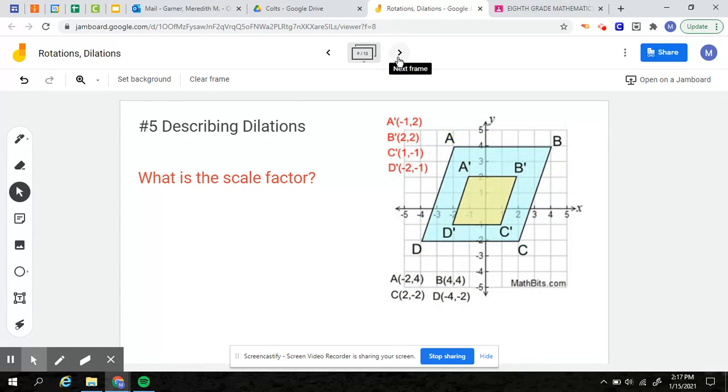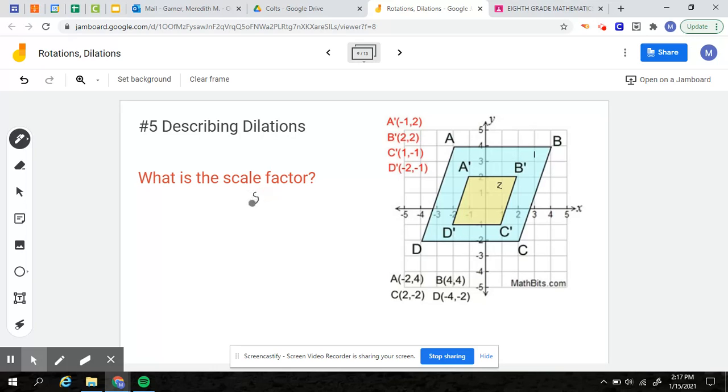We're going to do one more example like this. So on slide 9, which is number 5, once again, we have two shapes. This time they're on top of each other. So our turquoise parallelogram there is going to be our first shape because it has the regular letters A, B, C, and D. And then the yellow one inside of it is our second because they have the prime, or those dashes, after the letters.